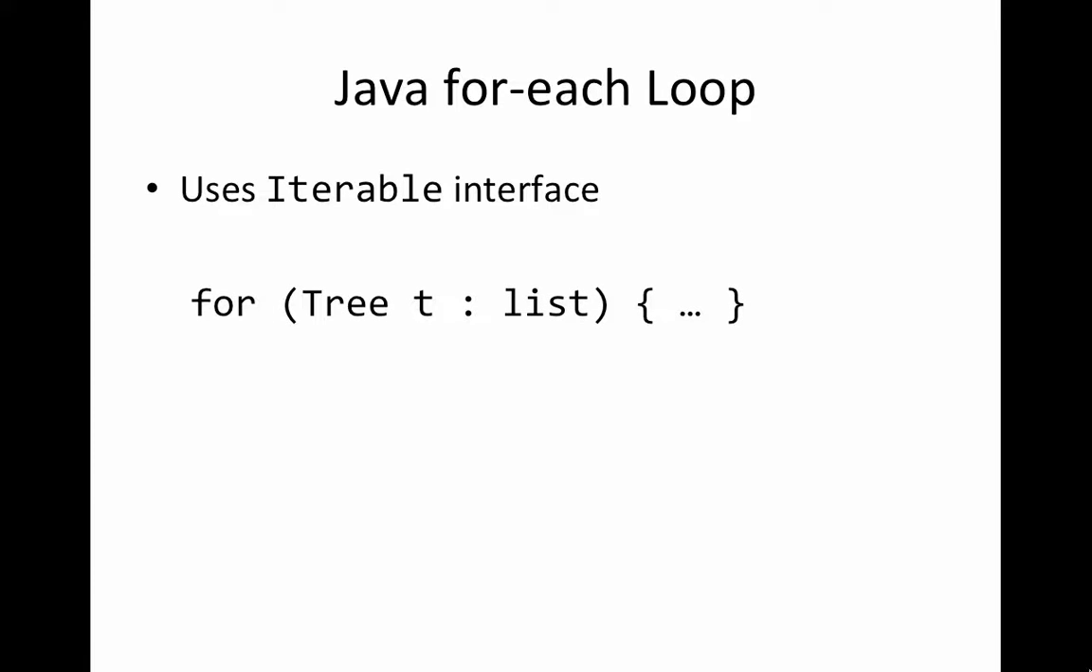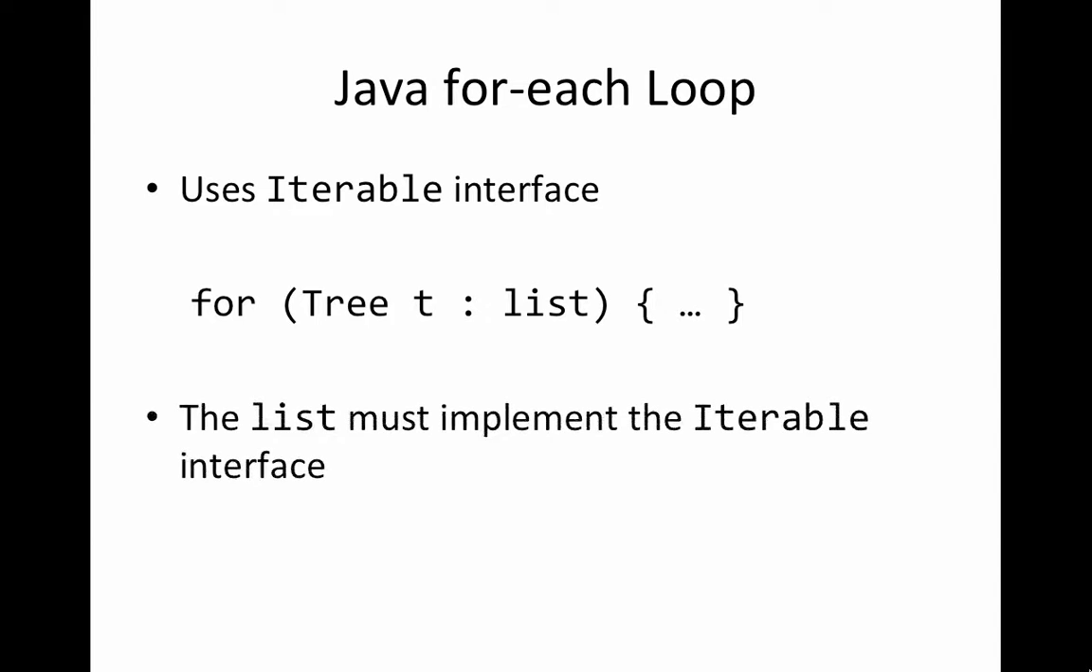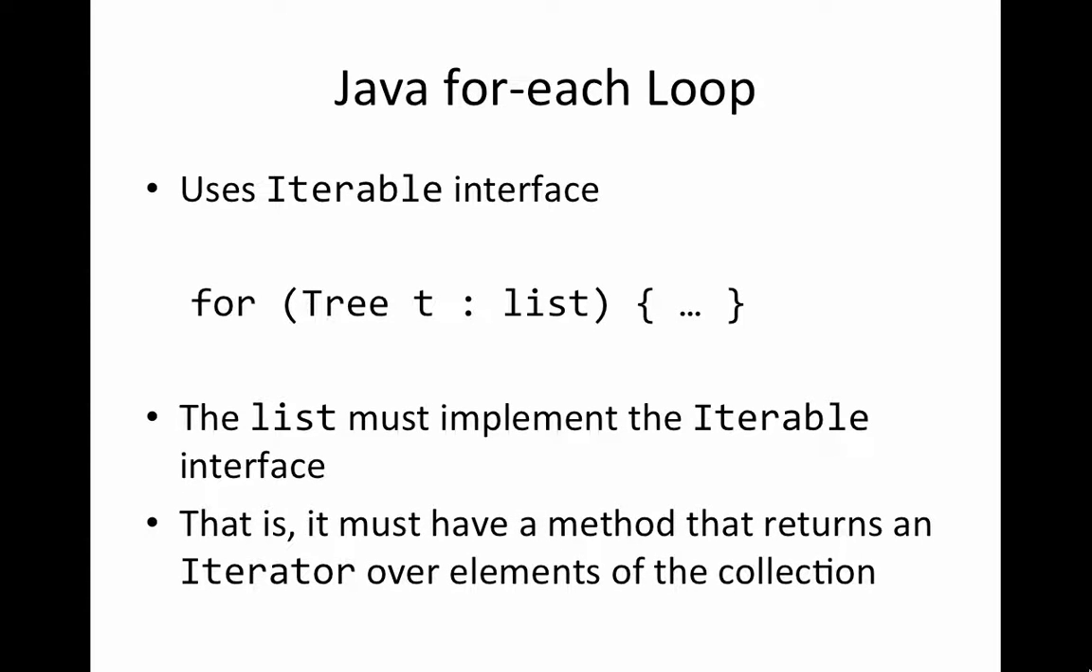What does that mean? Whenever we're writing a statement like the one you see on your screen, for this particular element that belongs to this list, then the list object must belong to a class that implements the Iterable interface. Otherwise, we cannot write this for each loop. We need to have a method that will be able to return an iterator over the elements of the collection of the list.